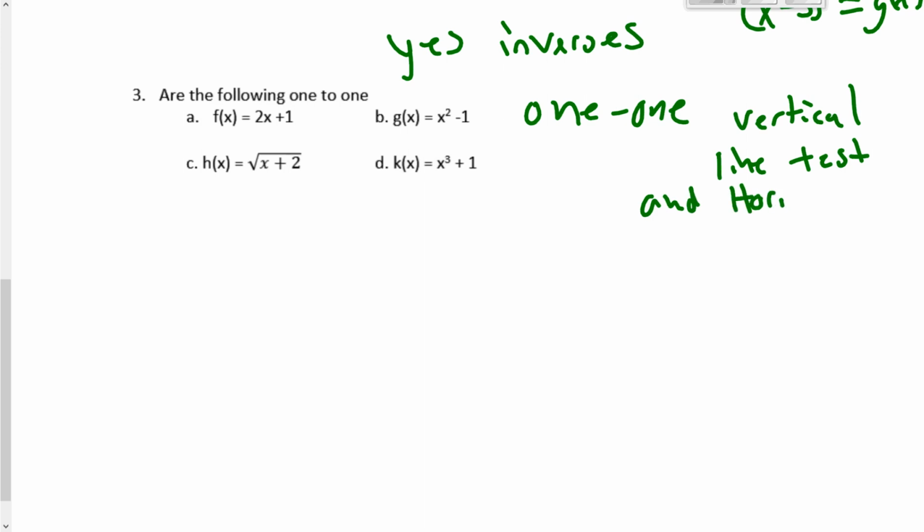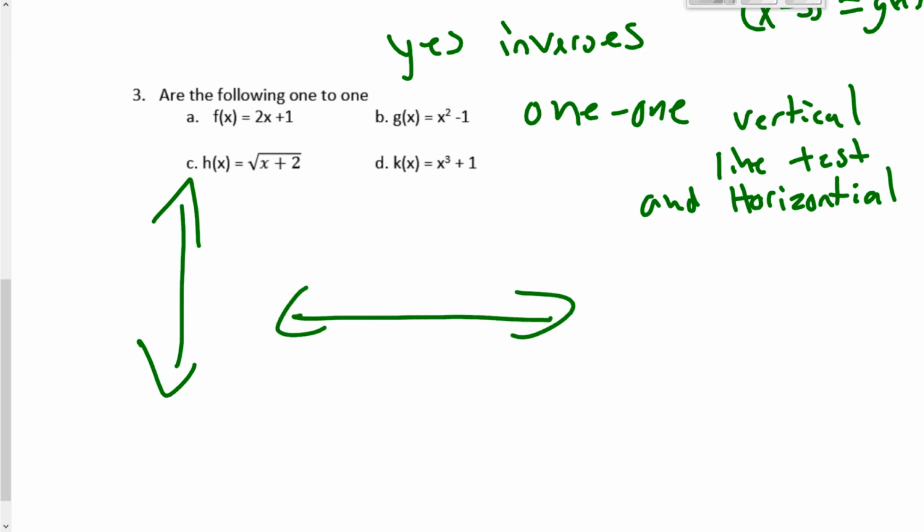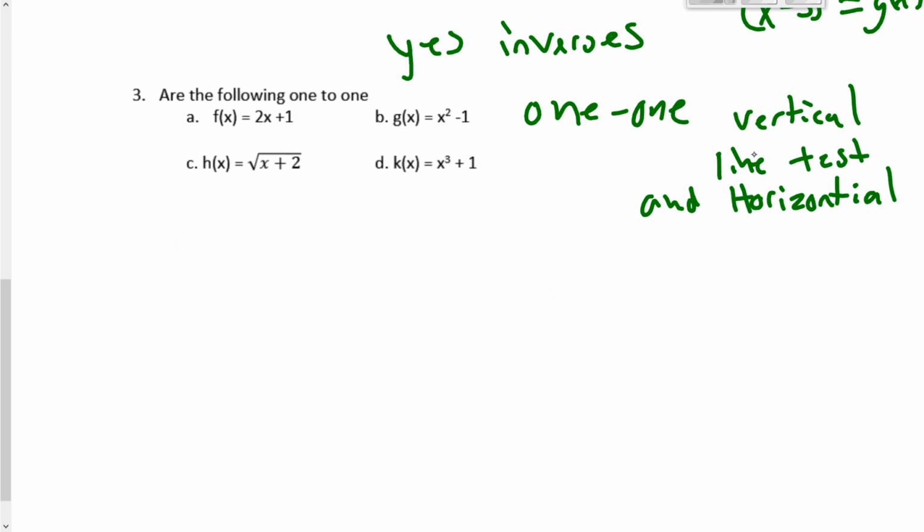What the horizontal line test does is tell me if the inverse is also a function. When I do the inverse, I switch my x's and y's. So the inverse of a vertical line would be a horizontal line. In order to prove that it's one-to-one, we have to do the vertical line test and the horizontal line test. So that's one way to do it.